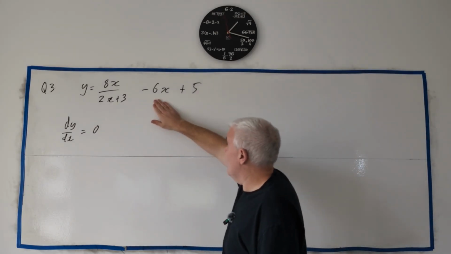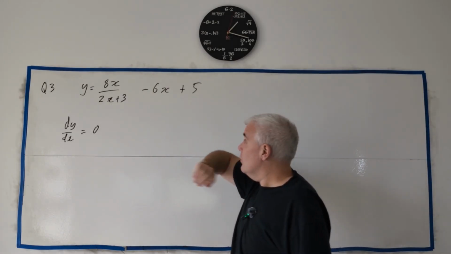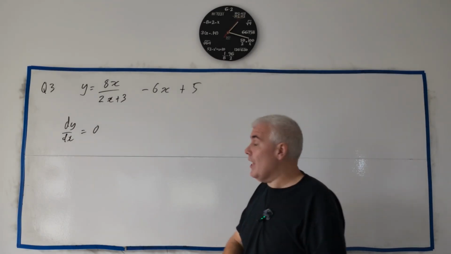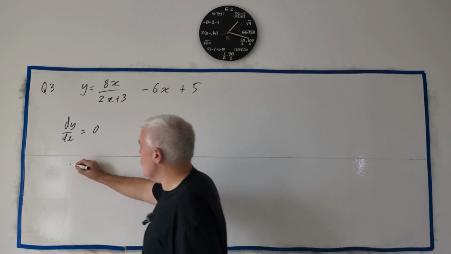Differentiate these 3 terms. 2 of them are easy. These 2 are nice and easy. So it really comes down to how do we differentiate this one here. What we have is 2 things dividing each other. So hopefully you're thinking quotient rule.